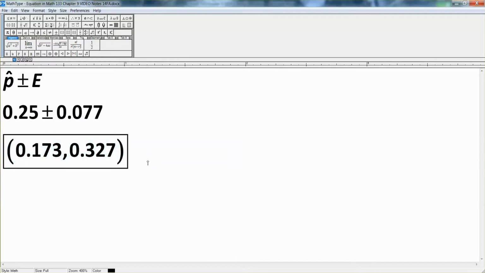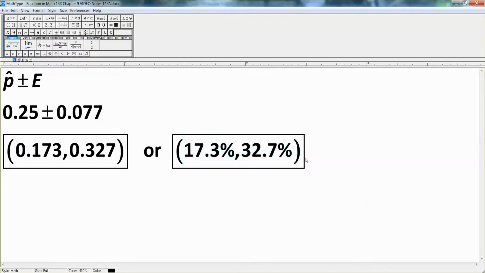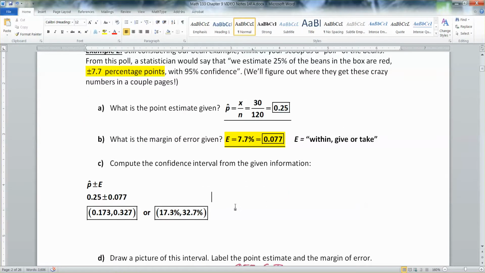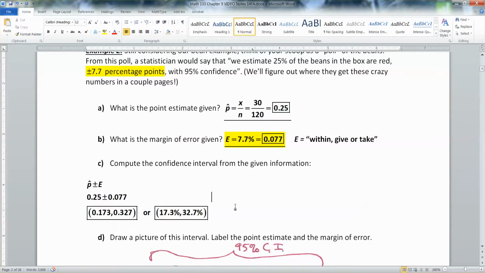Or you could write it with percentages. That's fine too. Just make sure you use the percent symbol. So you'd say 17.3%, 32.7%. Either one. I tend to use the decimal one more often because percentages are just glorified decimals anyway. But in the news, they'll always use the percentages because people tend to understand percentages a little bit better.